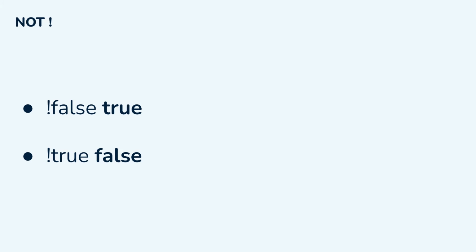The NOT operator inverts the value of the Boolean. So not false returns true, and not true returns false. The NOT operator is represented by an exclamation mark.